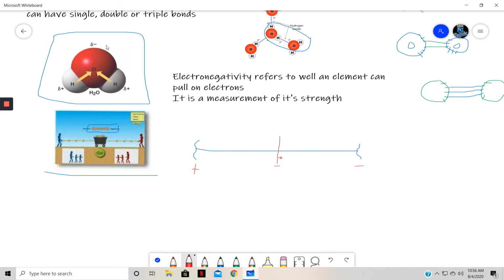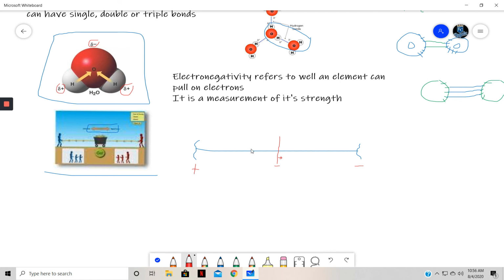This is a water molecule, oxygen with 2 hydrogens. They're relatively the same strength, but the oxygen is a little bit stronger, and so it pulls those hydrogen electrons just slightly towards it. When it does that, it creates a negative end of the molecule and a positive end of the molecule, just like the rope example over here.